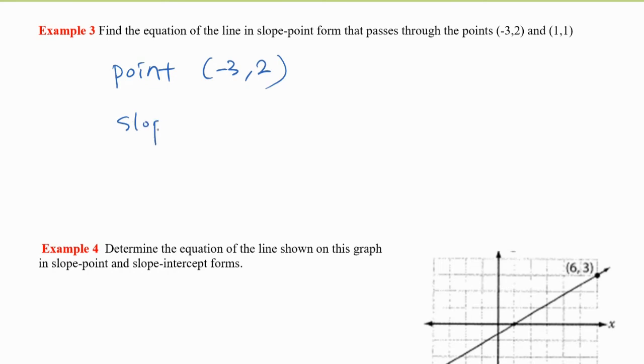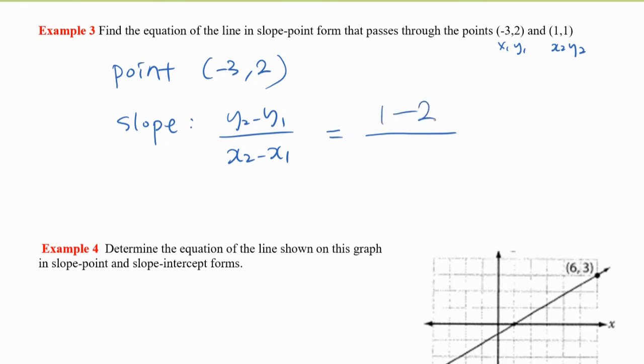And we're going to find the slope using the slope formula. So we have 2 points, so we can just simply use y2 minus y1 over x2 minus x1. So we know x1, y1, x2, y2. Then y2 minus y1 is 1 minus 2, and x2 minus x1 is 1 minus -3. Then that is -1 over 1 minus -3, which is 1 plus 3. That is -1 over 4.